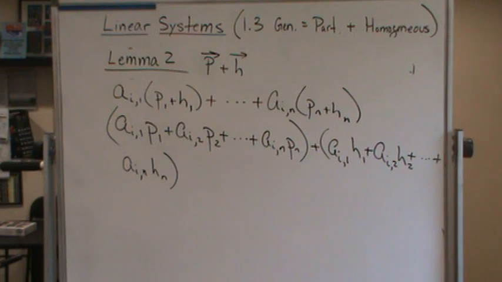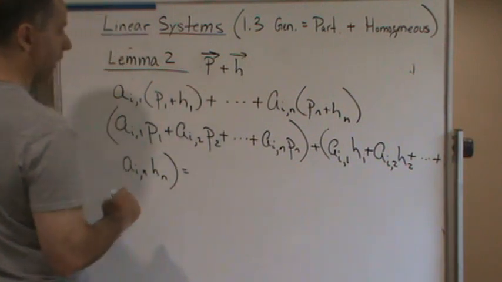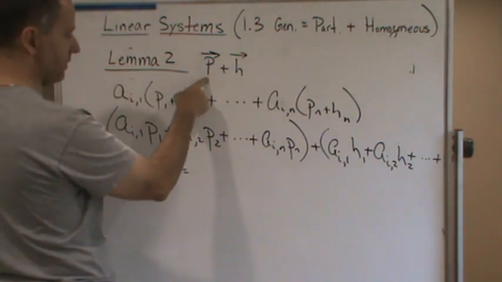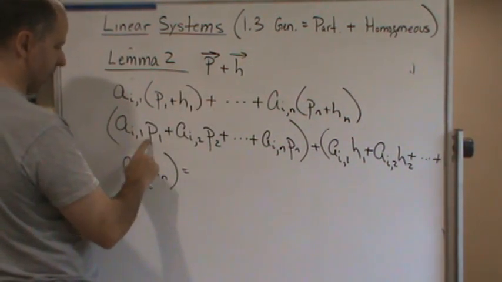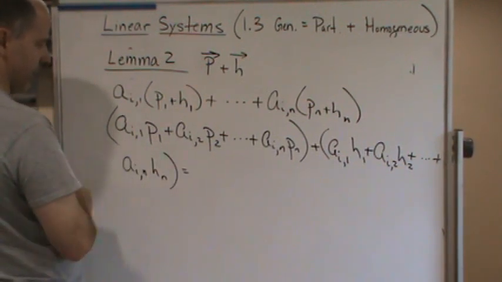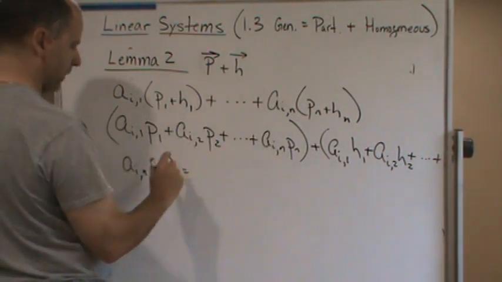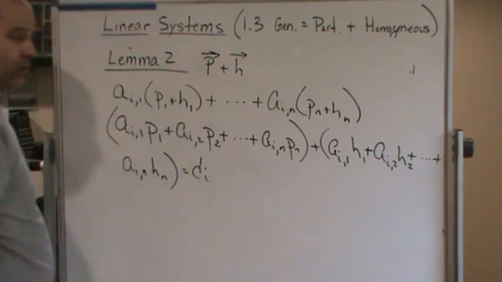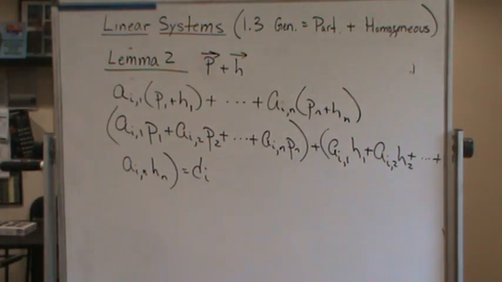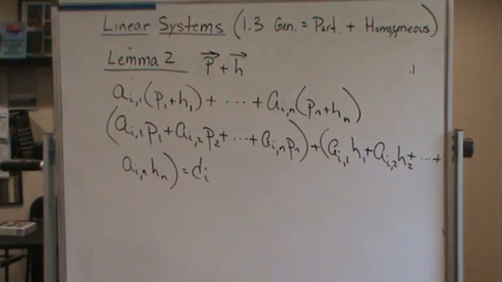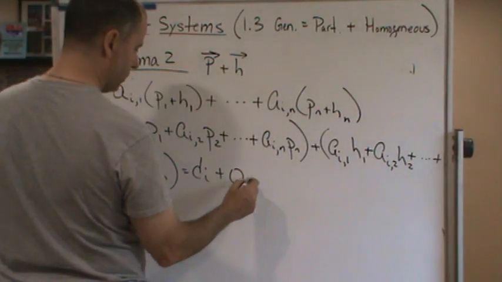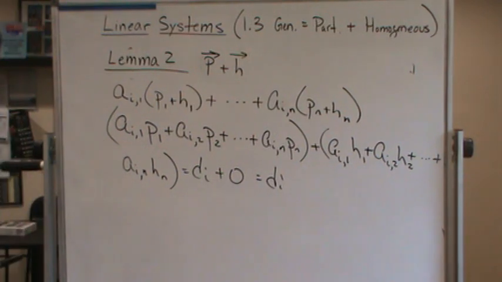So now we have this. Now notice here, P is a particular solution of the system, right? So that represents one of the equations, so for the particular system, that's going to be equal to D sub I, whatever that constant is. Now H, as we said, is a solution to the associated homogeneous system. So that's going to give us zero, which equals D sub I. And there we go. We just showed that it's also in the system.